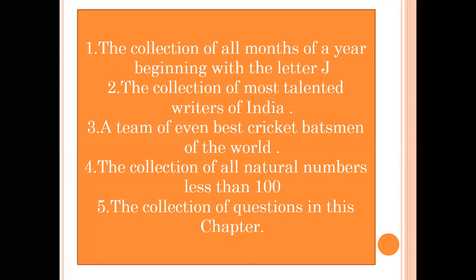Okay, now if you take the first example, the collection of all months of a year beginning with the letter J. You have to include those months in a year. How many months are there in a year? There are 12 months. Out of that 12 months you have to write only those months, the name of only those months which start with J.